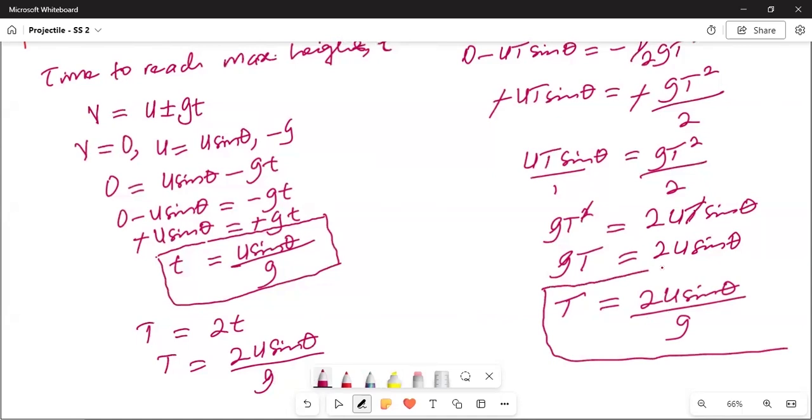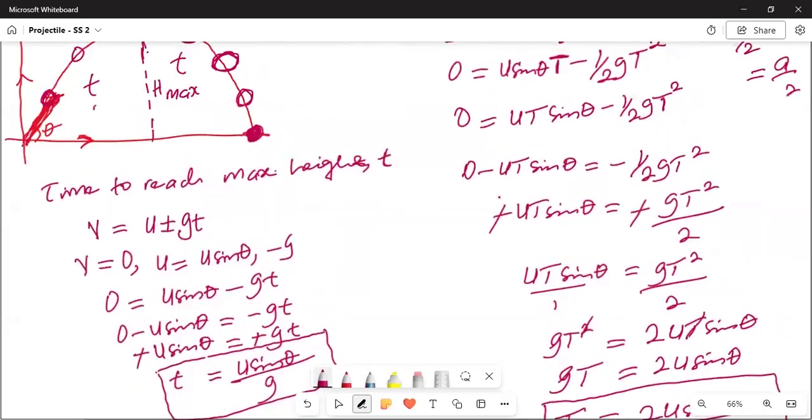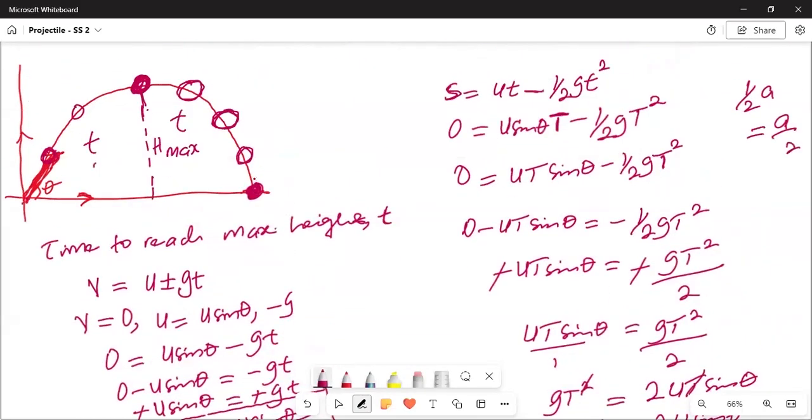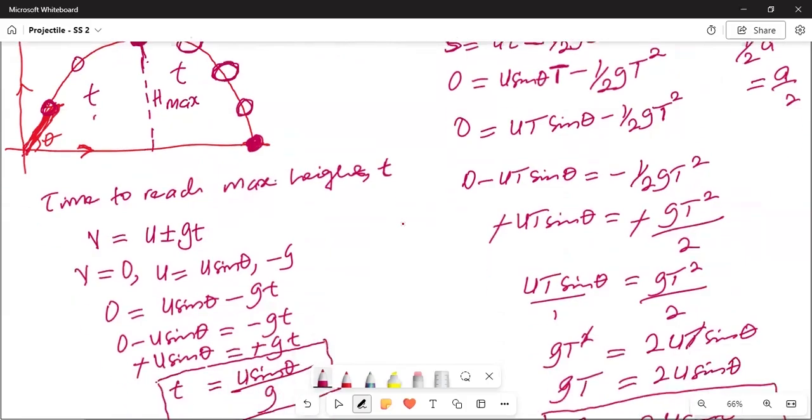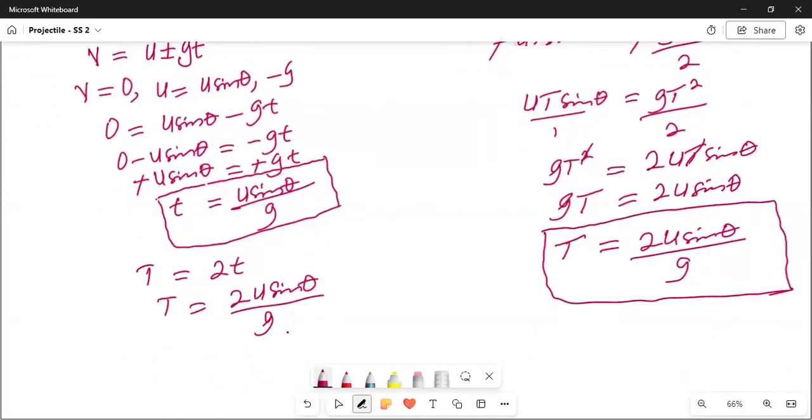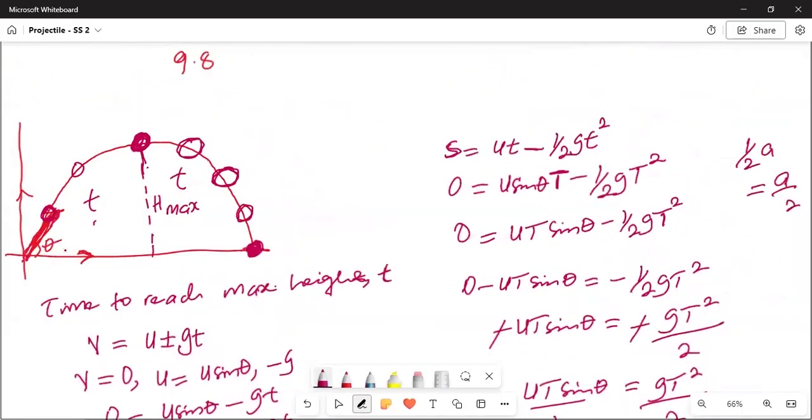So recall that the time of flight is the total time taken for the projectile to move from the point of projection to the point where it hits the ground again. While time to reach maximum height is the time taken for the projectile to move from the point of projection to the maximum height attained. That one is represented with small letter t, while time of flight is represented with capital letter T. They are two different things.